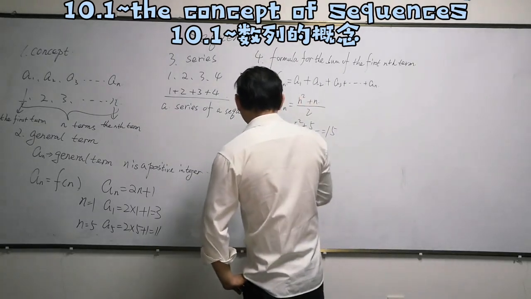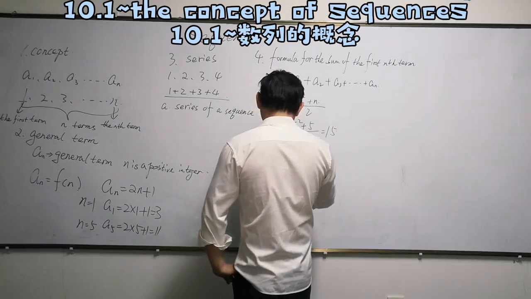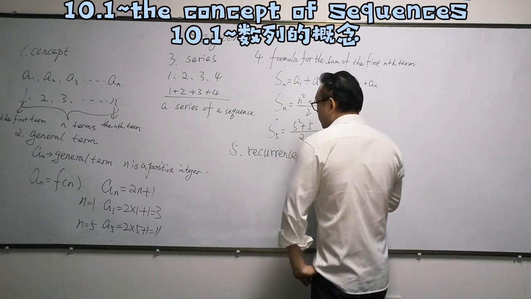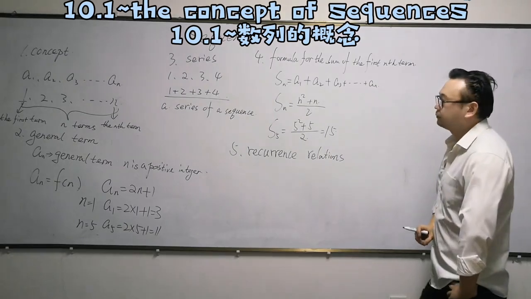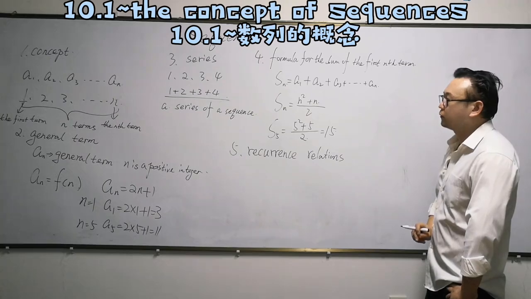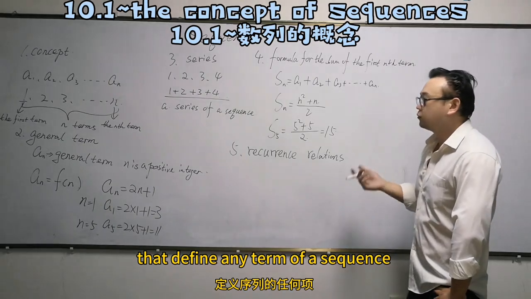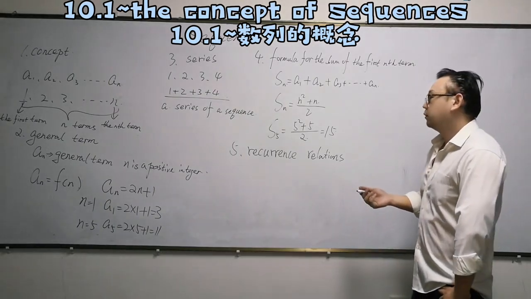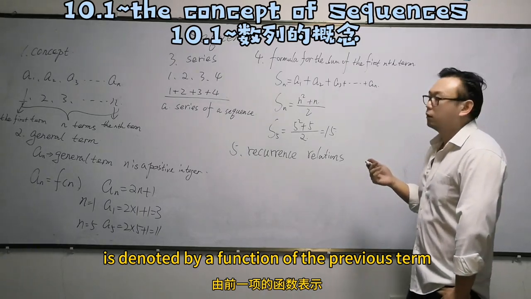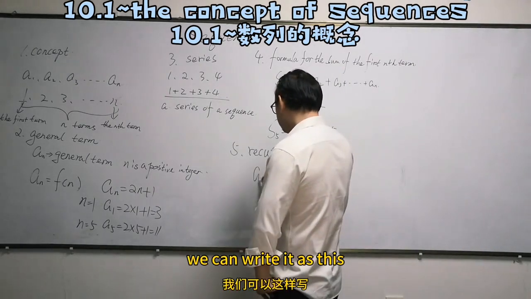5. Recurrence relation. Recurrence relation is a function that defines any term of a sequence, denoted by a function of the previous term. We can write it as this.